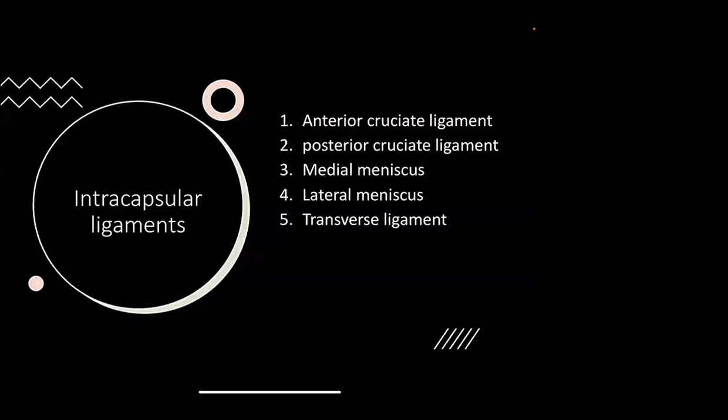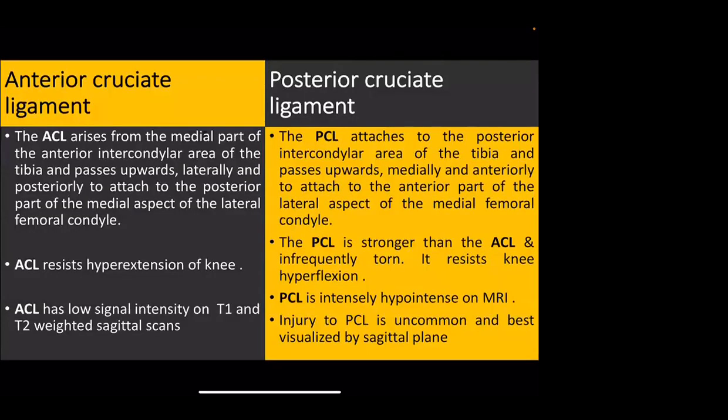Intracapsular ligaments and menisci include the anterior cruciate and posterior cruciate ligaments, the medial and lateral menisci, and transverse ligaments. The anterior cruciate ligament arises from the medial part of the anterior intercondylar area of the tibia and passes upwards, laterally, and posteriorly to attach to the posterior part of the medial aspect of the lateral femoral condyle. It resists hyperextension of the knee, and it has low signal intensity on both T1 and T2 weighted sagittal scans.